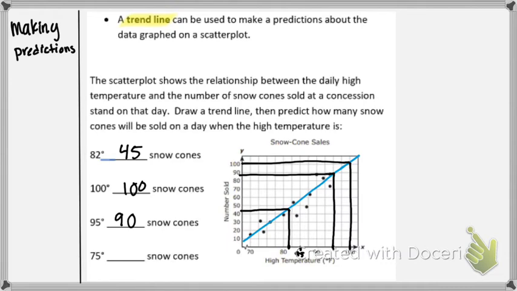Okay, and then 75 degrees would be around here. It's a little less than 30, so we can put like 27, below 30. And then all of these will be just, some of you will have different numbers, but everyone will be in the same range because we are making a prediction. Okay.